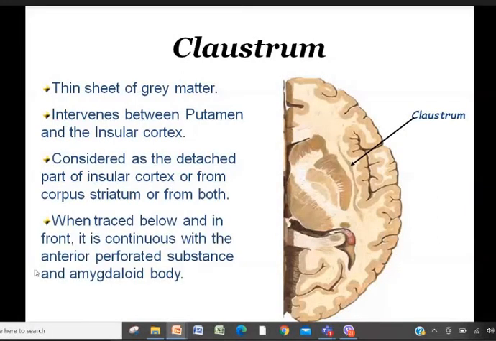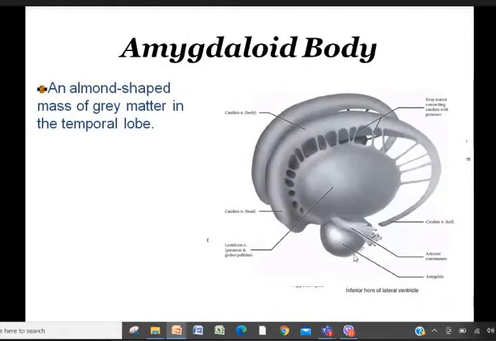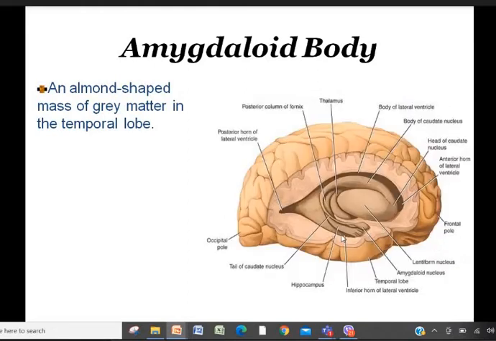When traced below and in front, it is continuous with the anterior perforated substance and the amygdaloid body. When the claustrum is traced below, it continues with the amygdaloid body, this one. And what is the amygdaloid body? It is the almond-shaped mass of gray matter in the temporal lobe. You can see it here also.